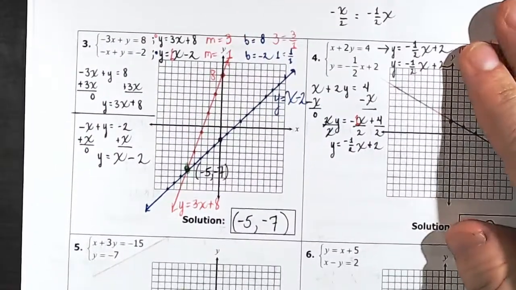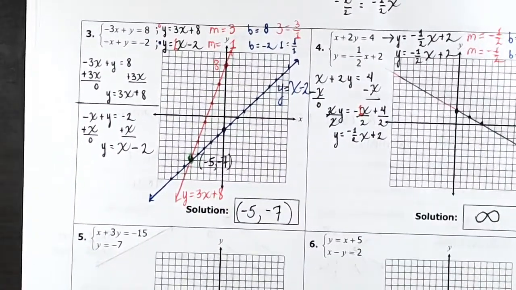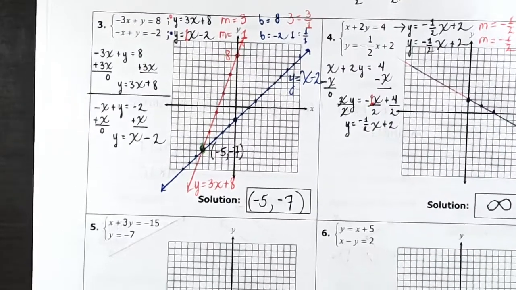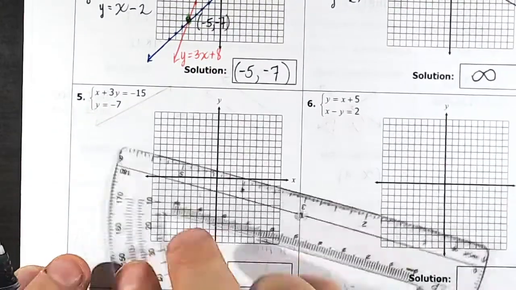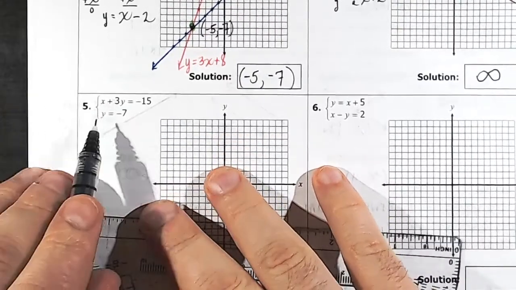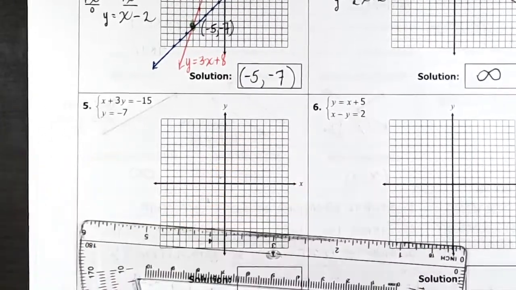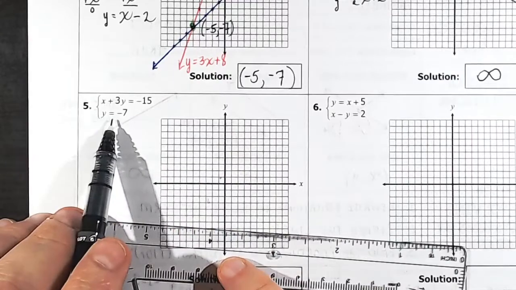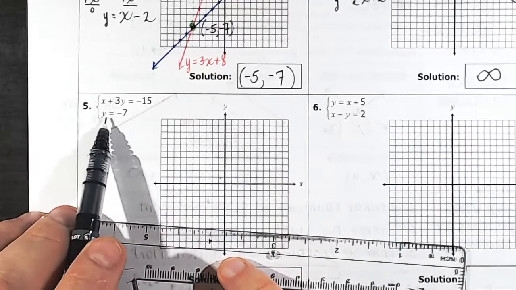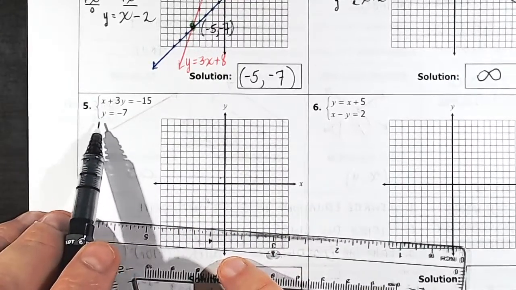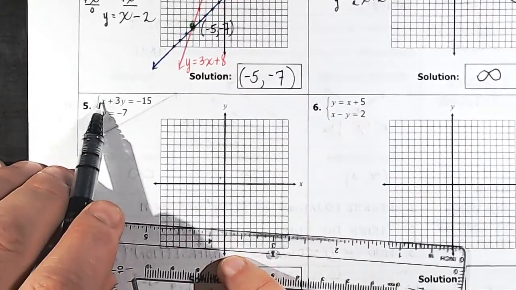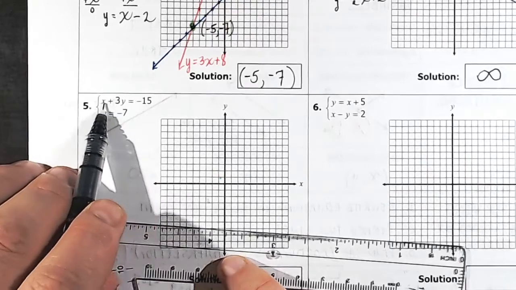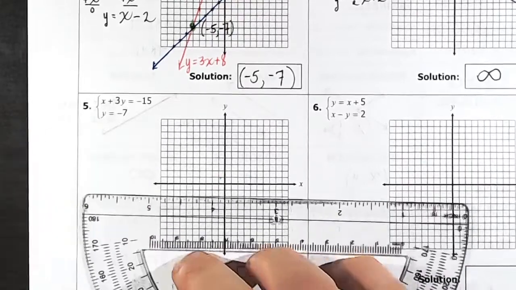Alrighty. Okay, let's continue. Number 5. All right, so number 5, we have two equations. And one of them is in slope-intercept form, but it's a weird form because there's no x value. It's just y equals negative 7. And we have here a second. Our first equation given to us is not in slope-intercept form.